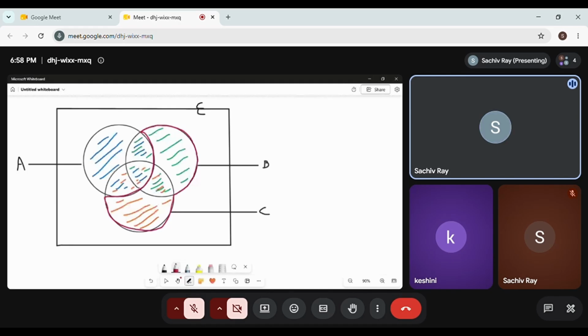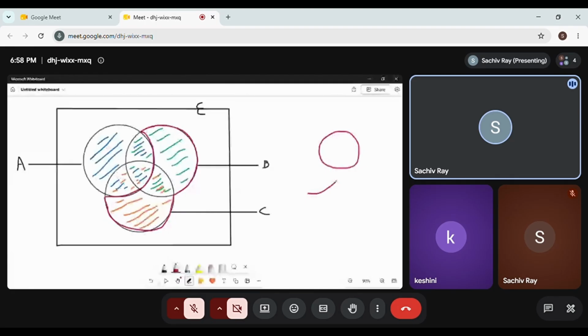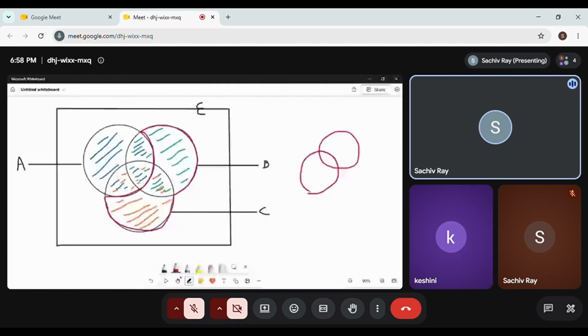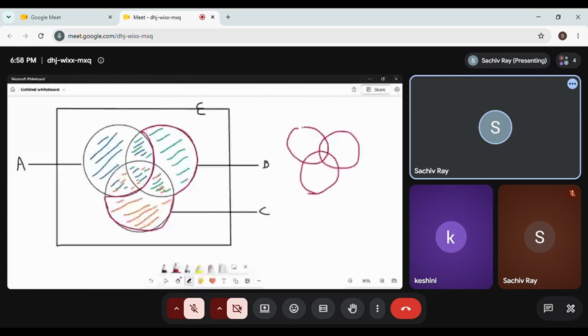Think of it like this. Imagine I drew the circles B and C, and A is also there. Let's draw all three now. I colored B and C. If I color all of this, it will be B union C. Are you clear with that? Yes, clear.